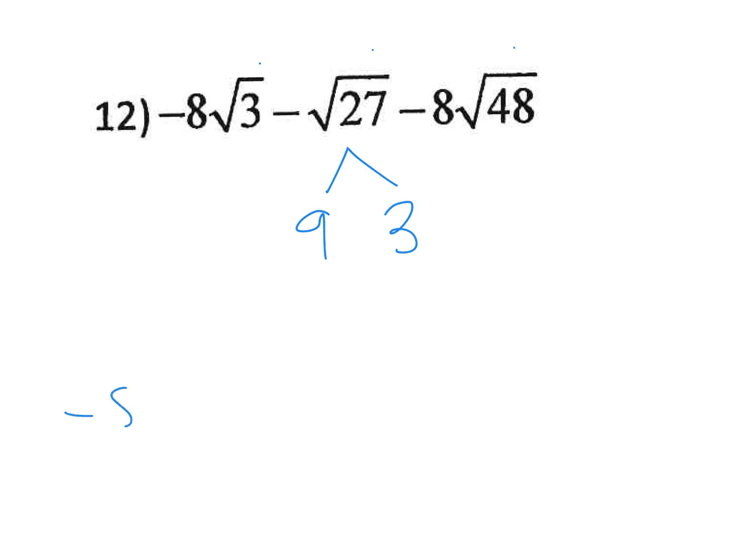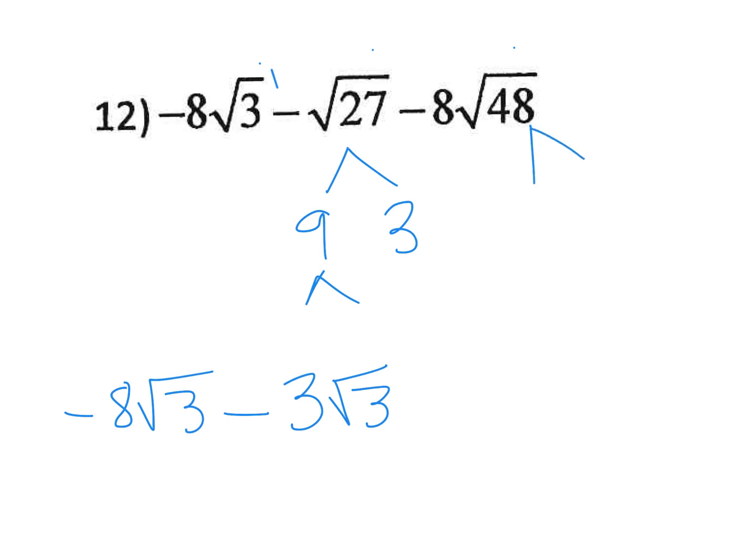I'm just going to rewrite the first one. And I know that's going to give me a pair of 3s. And this is negative, so I'm going to have a negative sign here. So we're going to have a pair of 3s that come out of the house and a 3 that stays in the house. All right, so now looking at 48, I can say 4 and 12.